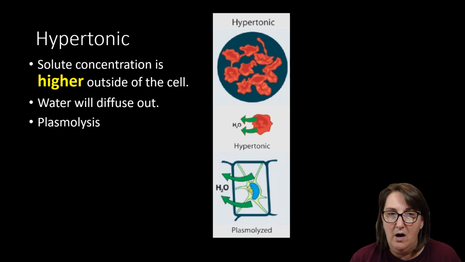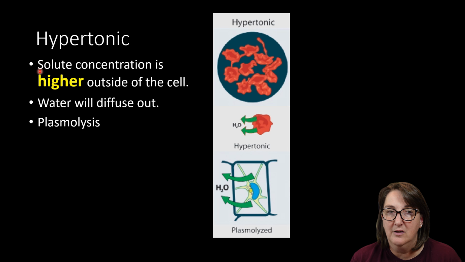I have hypertonic. This is going to be the solute concentration is higher outside the cell. So remember, hyper is very active, okay? And you can think of a solution that's hyper is going to have a lot of solutes in it. And so when it has more solutes in it, it means it has less water. So when we talk about tonicity, we're talking about water. These are osmosis problems. And we want to know, where's the water going to go?